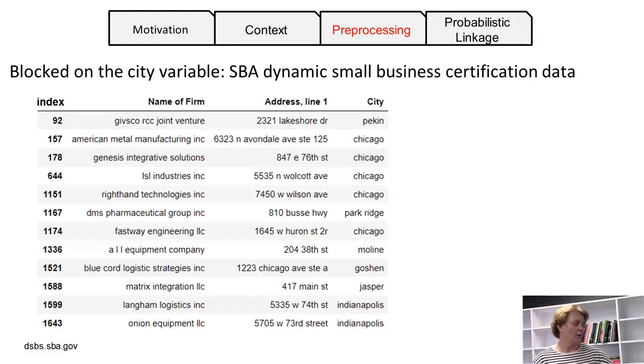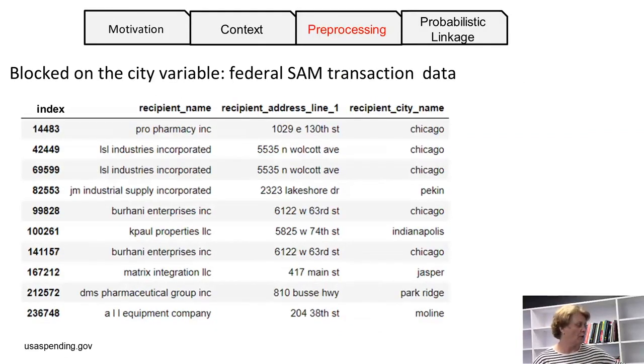If you take a look at the first one, which is transactional spending, you'll see the first variable is the index, then the name, the address, and then the city. We're going to in a minute block on the city itself, but when you look through, the first line says the recipient is Pro Pharmacy Inc., then the next two are LSI Industries Incorporated, and then you go down into different things. Just taking a look at that, you'll see that the second and third transactions are exactly the same entity.